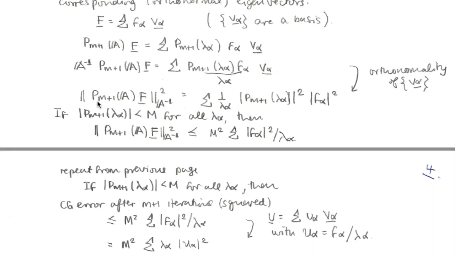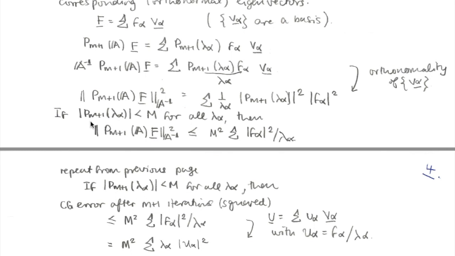So if I'm looking at this thing, this is the square of the conjugate gradient error at iteration m. It's the thing that minimizes this over all polynomials of degree m plus 1 with value 1 at argument 0. Well, if I take the inner product of these two things, using the orthogonality of those vectors in the usual inner product, then I just get 1 over lambda alpha, this thing squared, and this stuff squared.